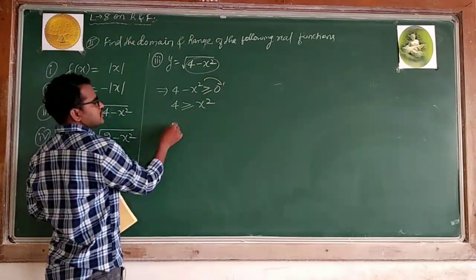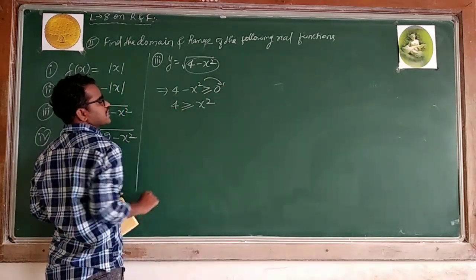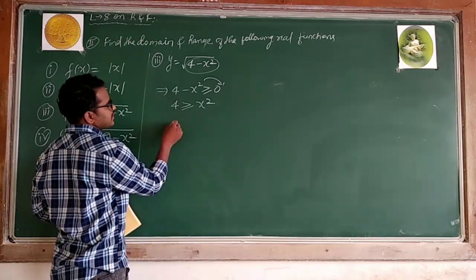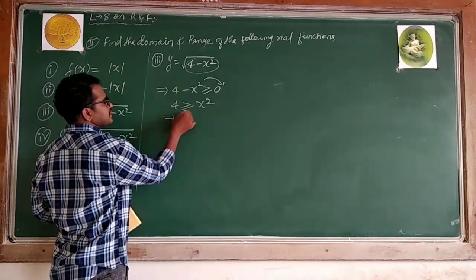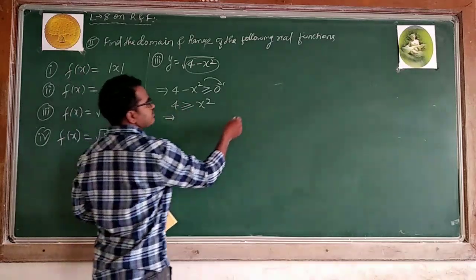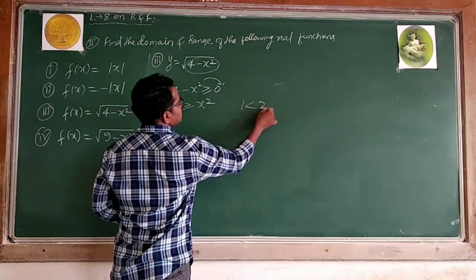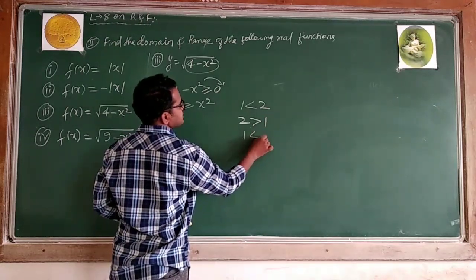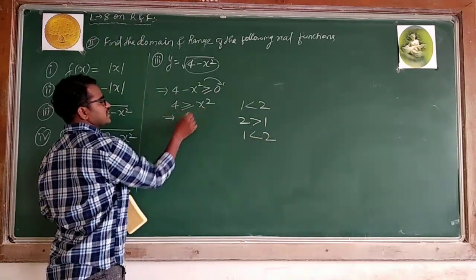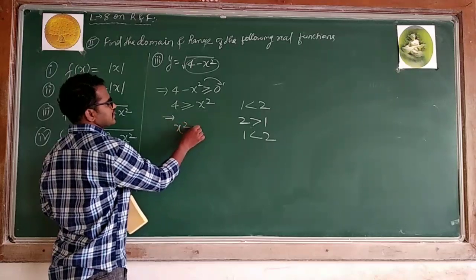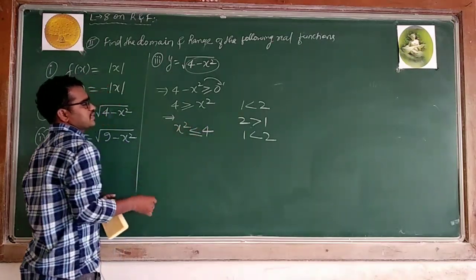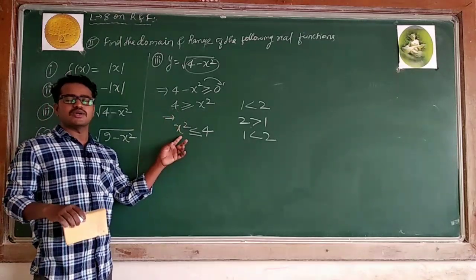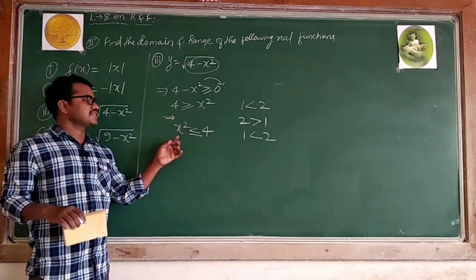If I am saying 4 is greater than or equal to x square, when you are replacing this side or that side, for example 1 is less than 2 means I can write 2 is greater than 1. Like 4 is greater than or equal to x square means I can write x square is less than or equal to 4. If I am replacing LHS with RHS and RHS with LHS, you can replace the inequalities. Greater than will become less than or equal to.